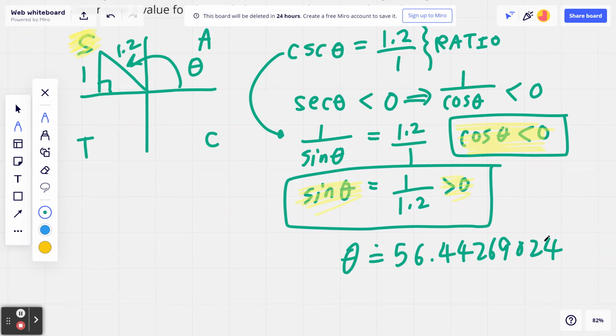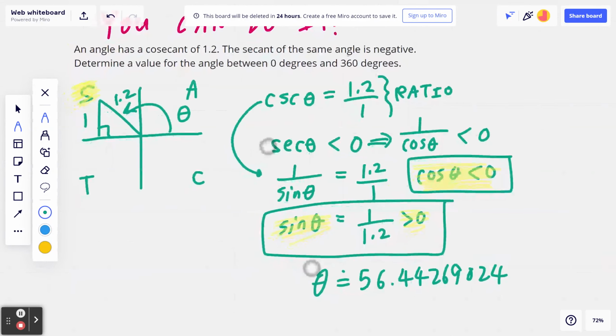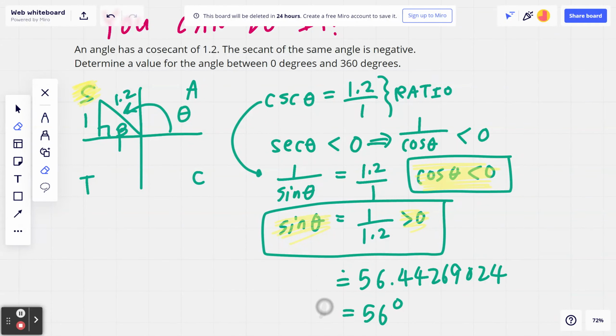56.44269024. And again, if I go back to the given, it didn't talk about rounding, so I'm just going to round to the nearest degree. So this is approximately 56 degrees, but that's the related acute angle, beta. So I should go back and correct this. So what you're looking at is actually not the principal angle, that is the related acute angle.